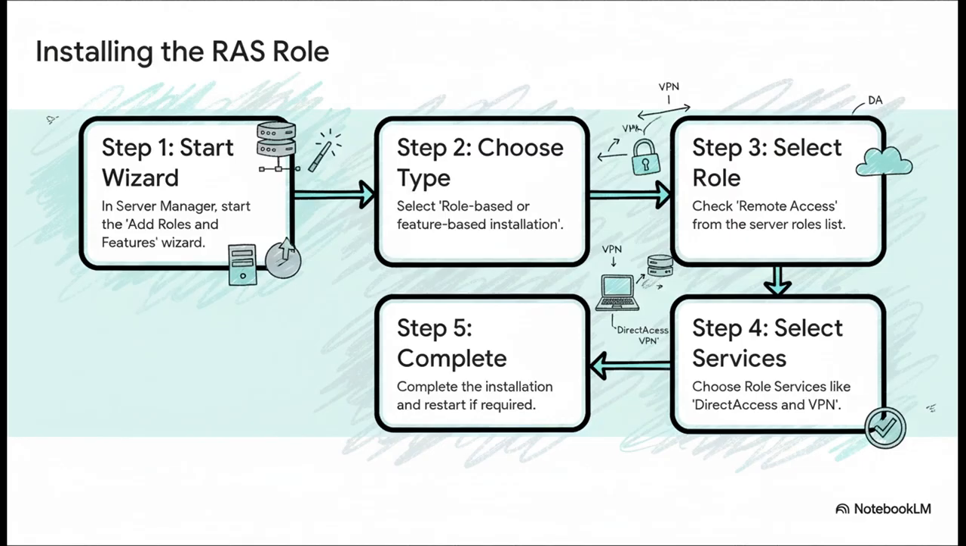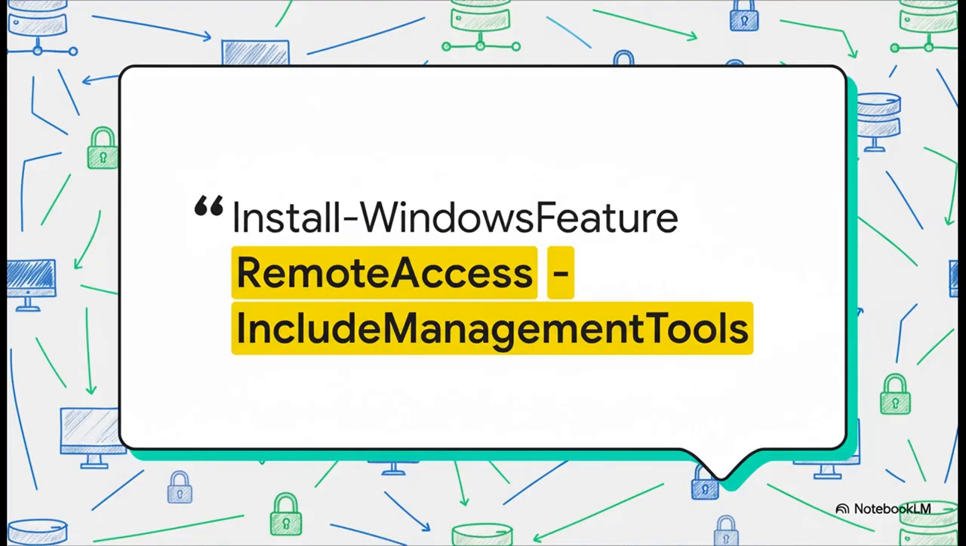The most important part is Step 4, where you pick which services you actually want to install. You can even install both Direct Access and VPN on the very same server. Now, for all my PowerShell people out there, check this out. You can totally skip all that clicking around in the wizard and get the exact same result with just a single line of code. This is perfect for automating setups or making this part of a bigger deployment script. It's just clean, fast, and repeatable.